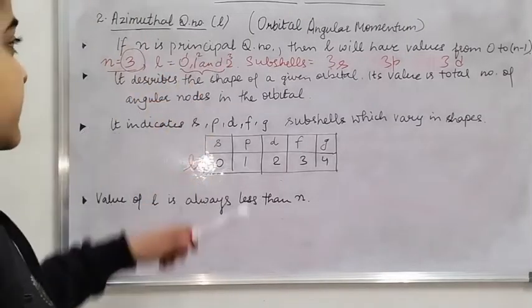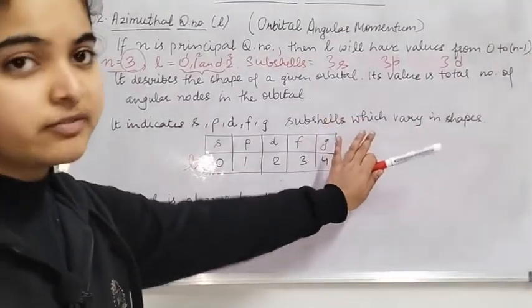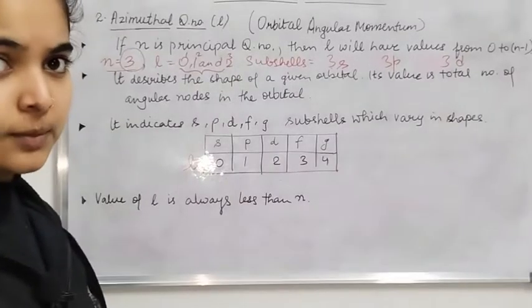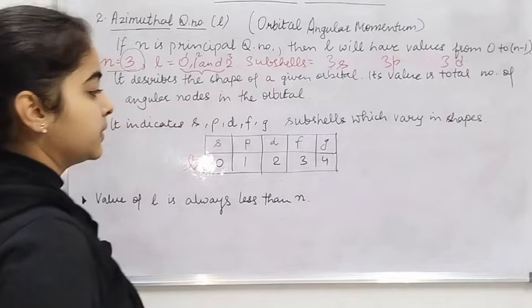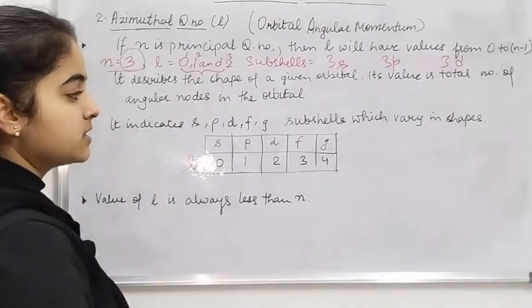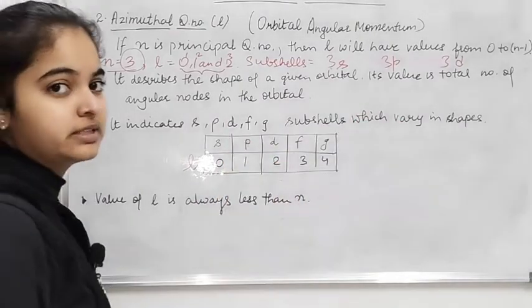This quantum number describes the shape of the given orbital because different subshells have different shapes. This is all about azimuthal quantum number. And these are the designations of azimuthal quantum number. These are the values, these are the designations. You have to keep this in mind. S, P, D, F, G, 0, 1, 2, 3, 4 and so on.